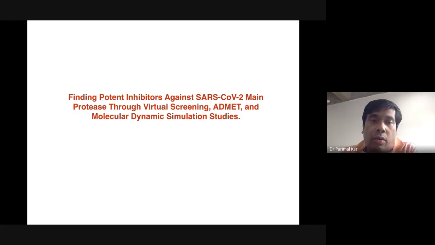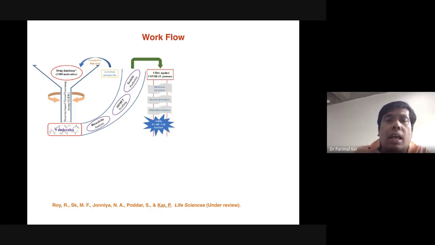And the second project we are going to talk about also targets this main protease, through virtual screening, ADMET, and molecular dynamics studies. This one started from 1.3 billion compounds. The Stirling group developed a deep learning based method called DeepDock. They incorporated DeepDock with the Schrödinger software suite, so that within a reasonable time frame they could do the virtual screening of 1.3 billion compounds, and they did it.